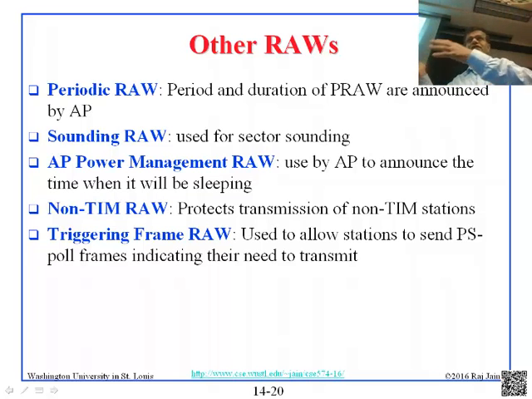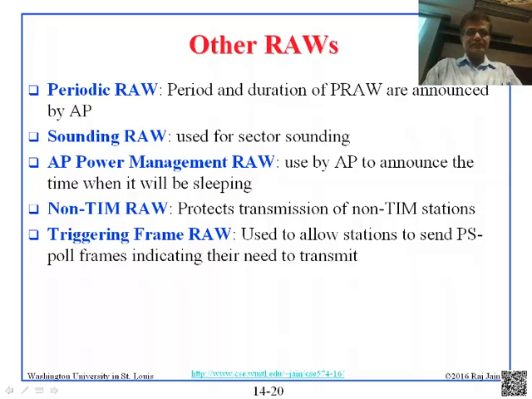Remember, we did it for 802.11ad, where we figured out that you have 3 sectors and I have 4 sectors, and my third sector aligns with your 4th sector. So that is called sector sounding. AP power management RA announces when the AP will be sleeping. So it will say that it is restricted access during this period, I'm gone.